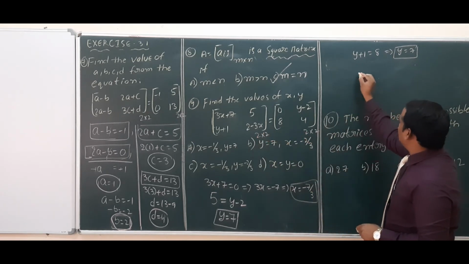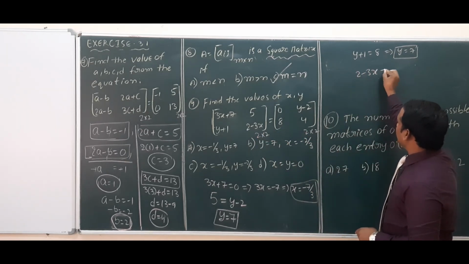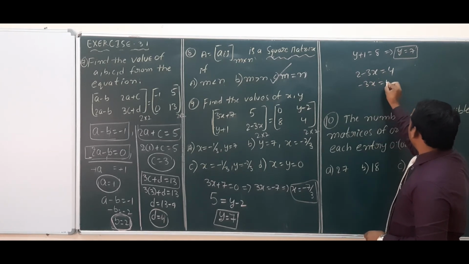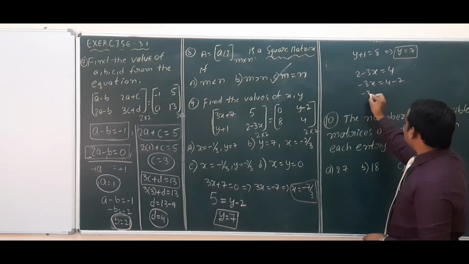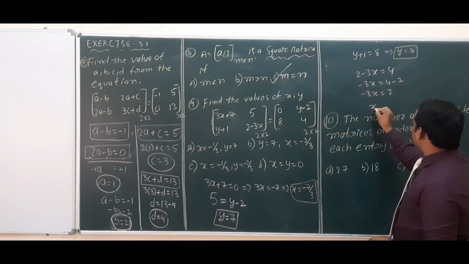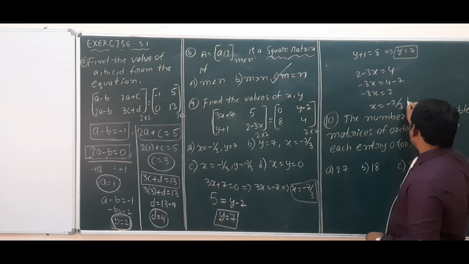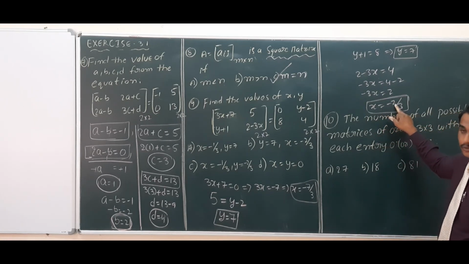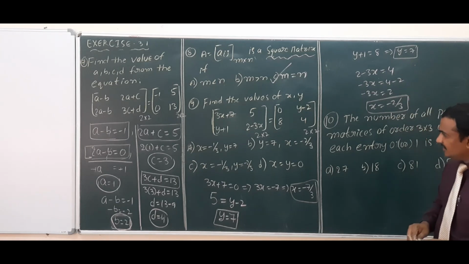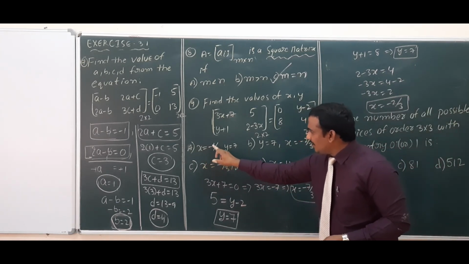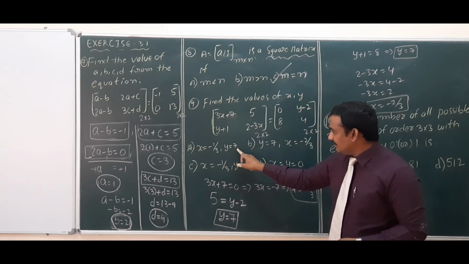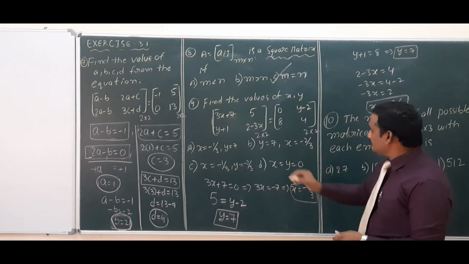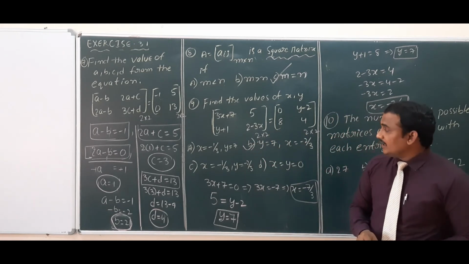Next one, 2 minus 3x equal to 4. After that, minus 3x equal to 4 minus 2. Minus 3x equal to 2. X equal to minus 2 by 3. Now we got x equal to minus 2 by 3, y equal to 7. Check the options. First option x equal to minus 1 by 3, y equal to 7, wrong. Option B, y equal to 7, x equal to minus 2 by 3. Option B is the correct answer.